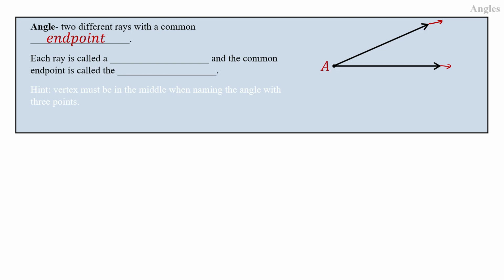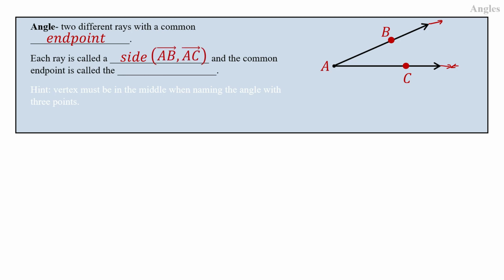Each ray is called a side. Because there's two rays, there's two sides, and we're going to name these sides. For example, if I pick any point there, call it B, then ray AB is called a side. Then this bottom part right here is also another side. So we're going to name it. Let's put another point, we'll call it point C. And then AC, that ray on the bottom, would also be a side for that angle.